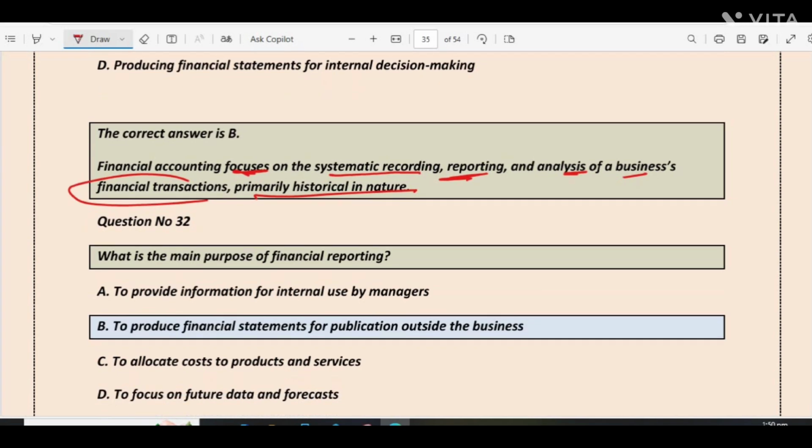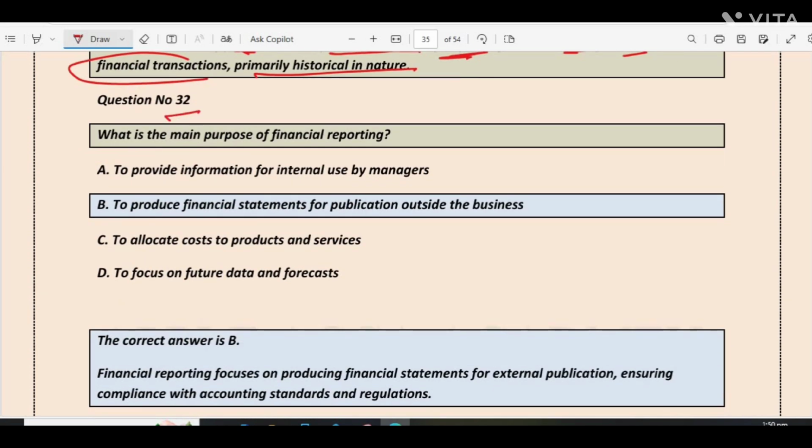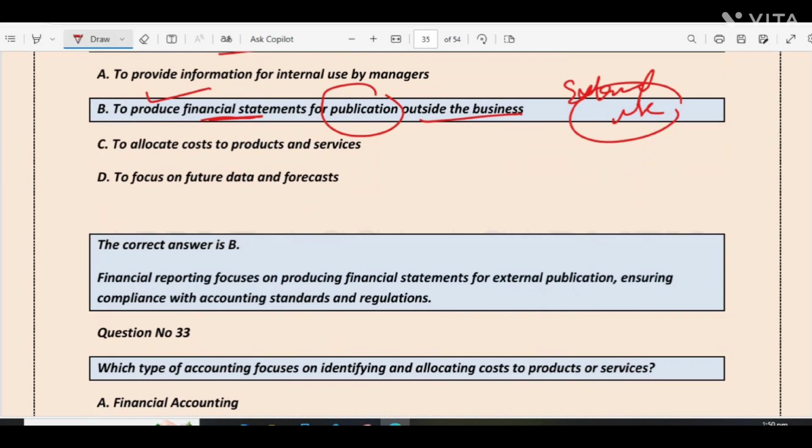Okay, now we have 32. What is the main purpose of financial reporting? Why are we doing financial reporting? The reason is to produce financial statements for publication outside the business, for external users, and this is the purpose of financial reporting. Financial reporting focuses on producing financial statements for external publication, ensuring compliance with accounting standards and regulations.